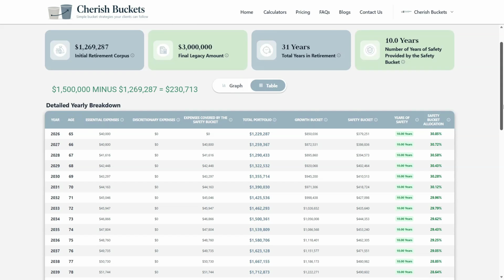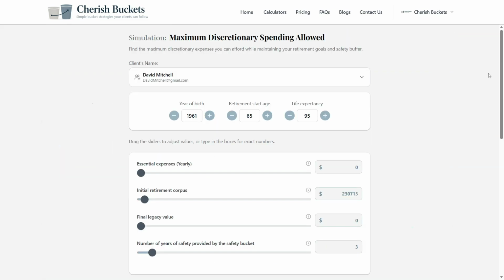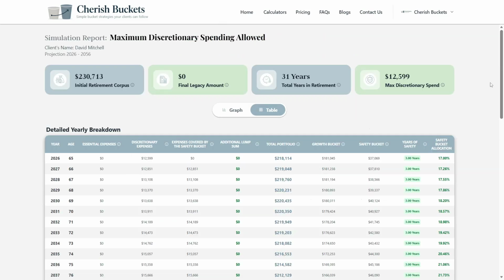Now we take that remaining amount and enter it into the maximum discretionary spending allowed calculator. This time, we set the starting retirement corpus to $230,713 and specify that the safety bucket should hold enough money to cover only the next 3 years of discretionary spending shocks. After running the simulation, the calculator shows that the retiree can support an inflation-adjusted discretionary spending reserve of $12,599 per year.